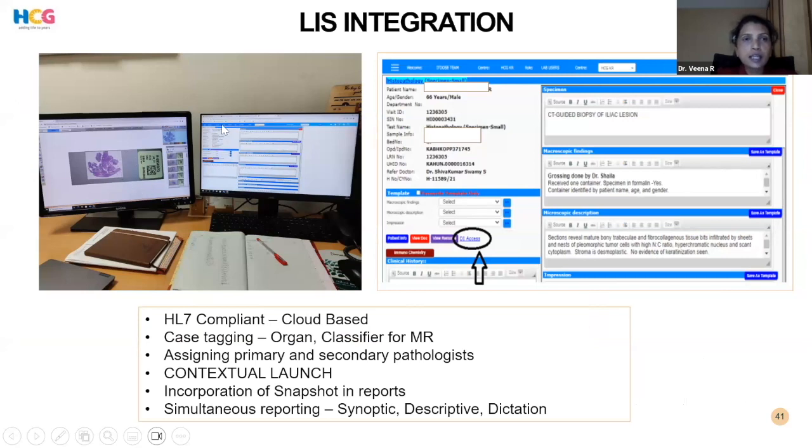As you're seeing a case, you can go on dictating or typing, so that by the end of the case, your report is ready. So your report is also ready.